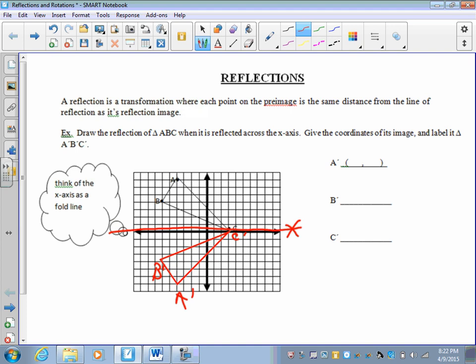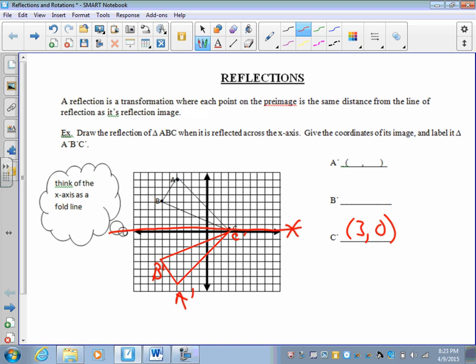Now notice C did not change. So the coordinate point for C was 3, 0, but since C didn't move, C prime is also 3, 0.